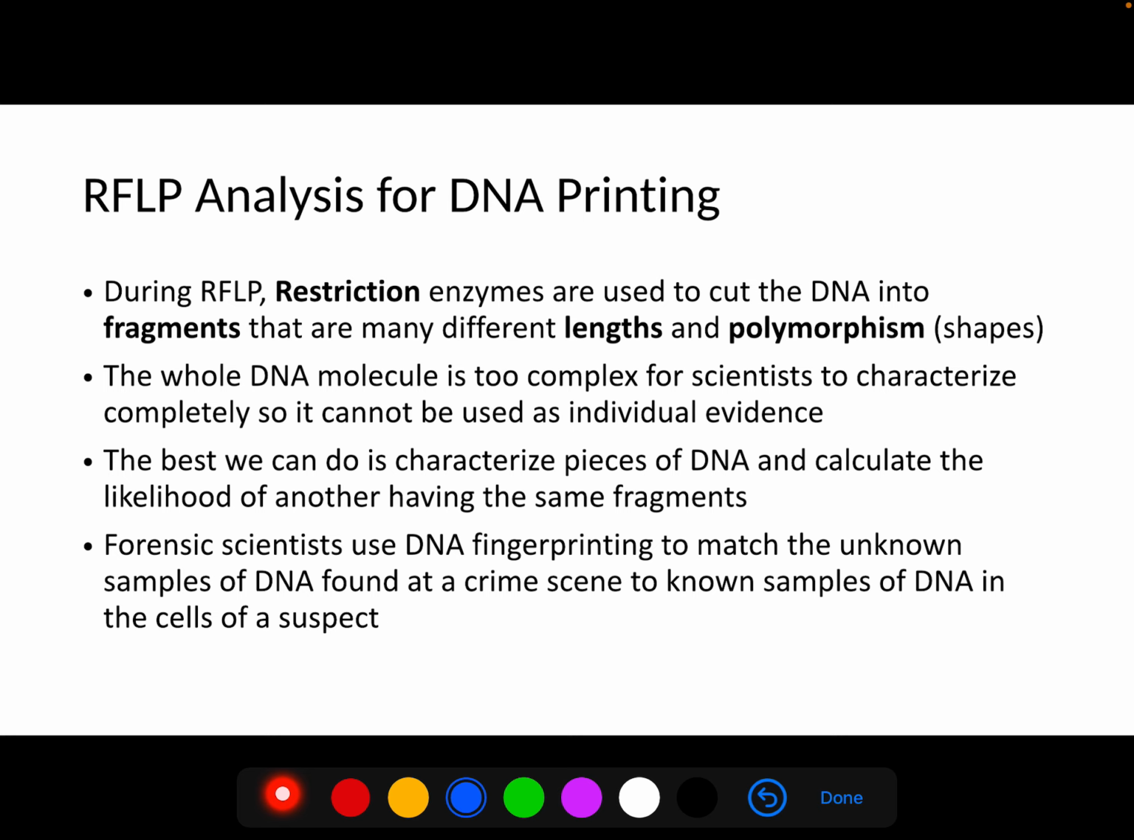Forensic scientists use DNA fingerprinting to match the unknown samples of DNA found at a crime scene to known samples of DNA in the cells of a suspect. So we look to see if they have the same DNA markers, and could this possibly match up with other people that have these same DNA markers.